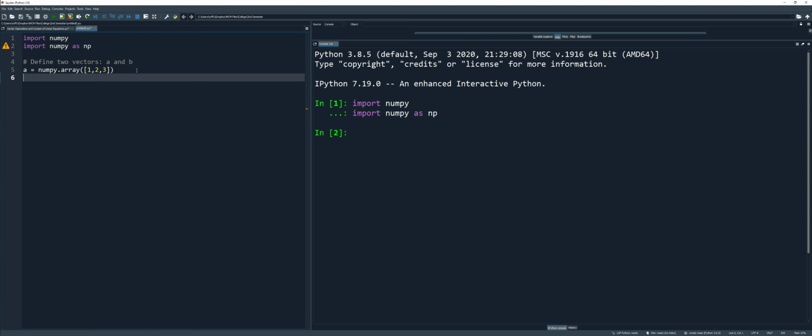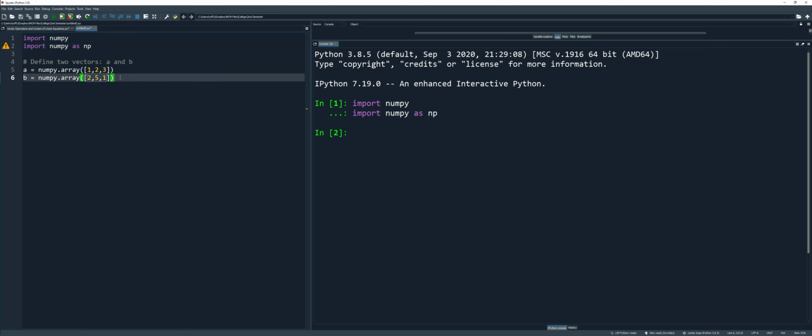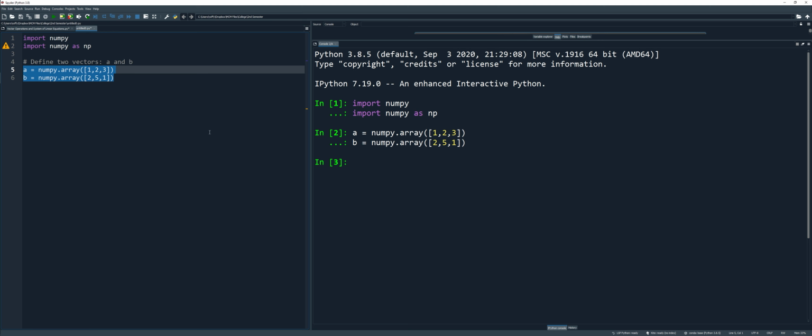Next, let's define vector b. So b is equal to numpy.array. And for vector b, let's have 2, 5, and 1. We now have the two vectors that we need. So I just simply highlight it and press F9.